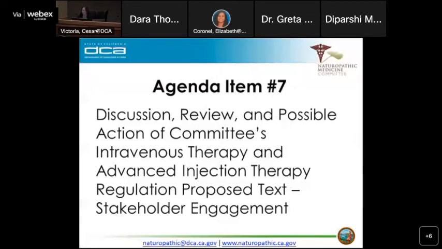Great. So we're moving on to agenda item 7, discussion, review, and possible action of the committee's intravenous therapy and advanced injection therapy regulation proposed text. As Rebecca said, this is supposed to be specifically for stakeholders to let us know their thoughts, and I don't believe we have any stakeholders present. I'm going to turn this over to Rebecca for a review.